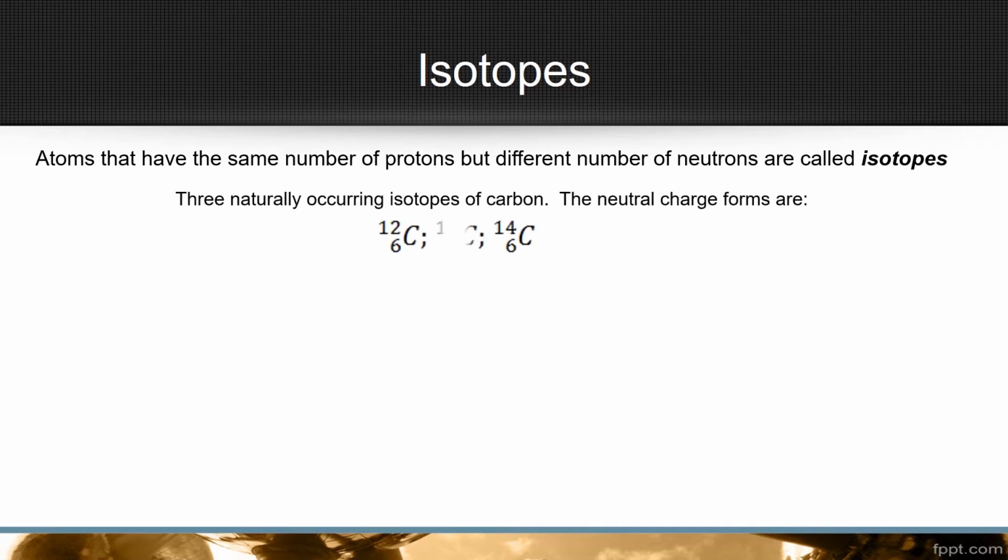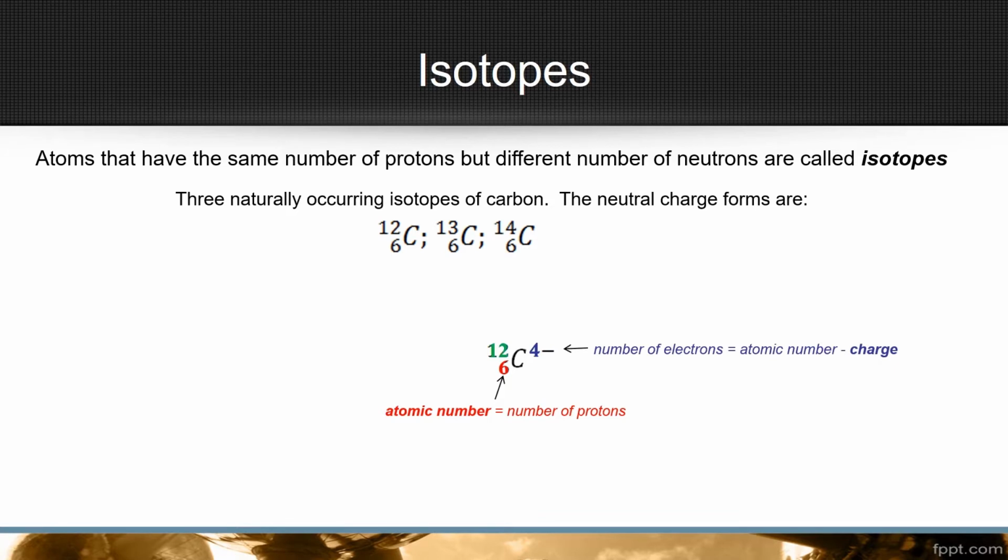For example, there are three major naturally occurring isotopes of carbon. In their neutral uncharged form, we write them down as shown. Let's look at the symbolism we will use to describe different isotopes. We will use the charged anion of carbon-12 as an example. We know the subscript on the left is the atomic number and equal to the number of protons, and the superscript on the right is the charge of the atom and will give us the number of electrons relative to the number of protons. In this case, we have 4 more electrons than protons.